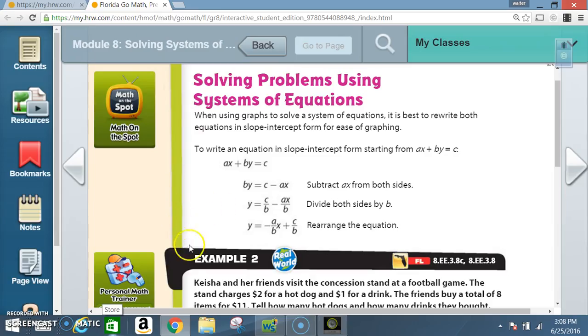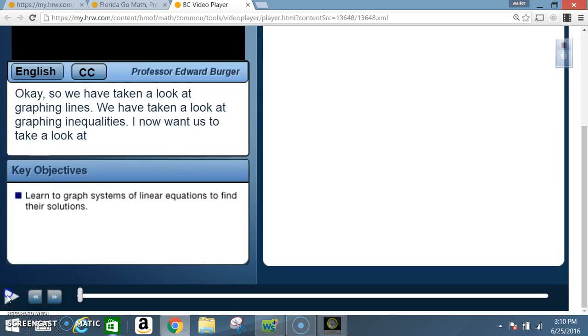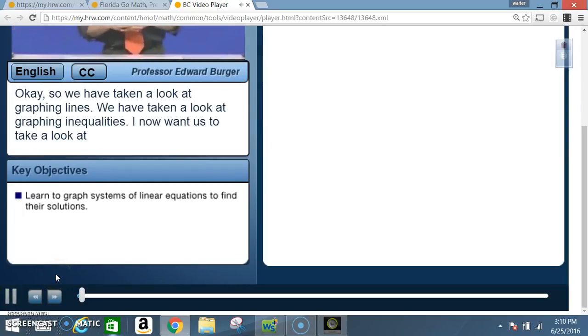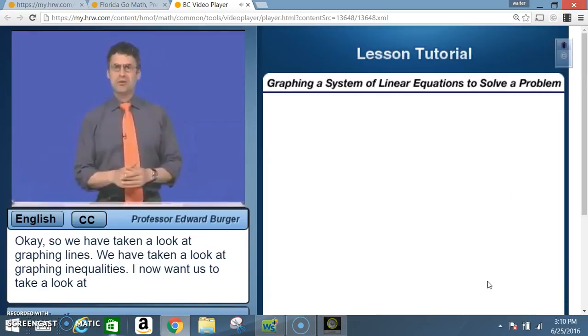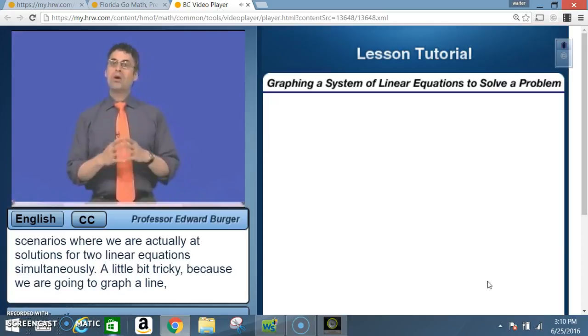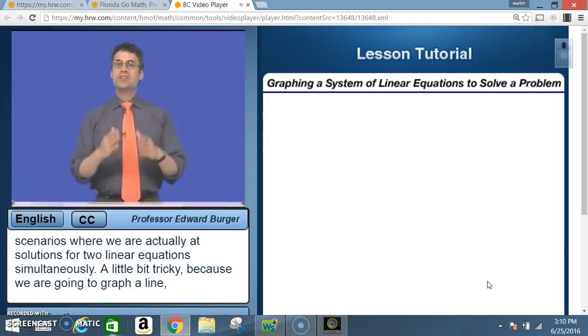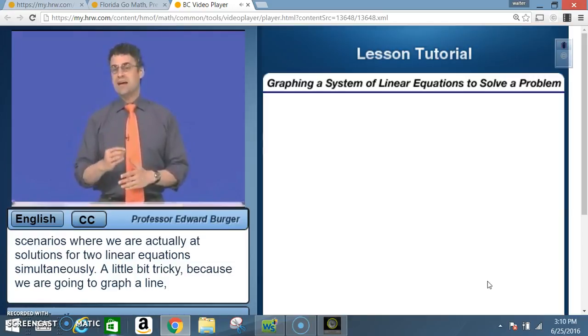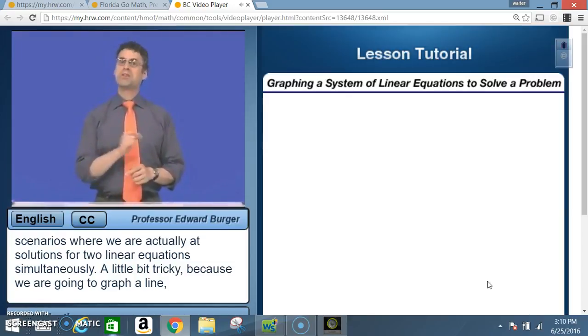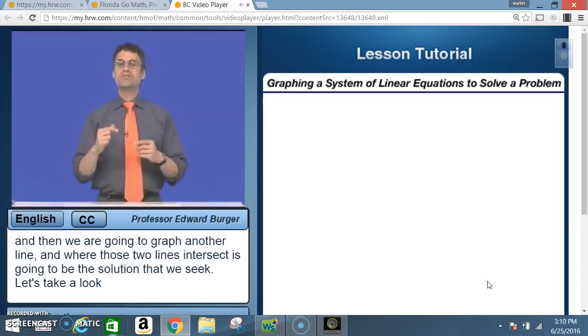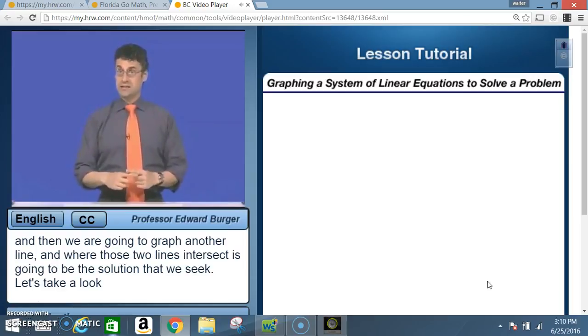All right, now we're going to take a look at example 2, solve problems using systems of equations. Okay, so we've taken a look at graphing lines. We've taken a look at graphing inequalities. I now want us to take a look at scenarios where we're actually looking for solutions to 2 linear equations simultaneously. A little bit tricky because we're going to graph a line, then we're going to graph another line, and where those 2 lines intersect is actually going to be the solution that we seek. Let's take a look at an example and see.